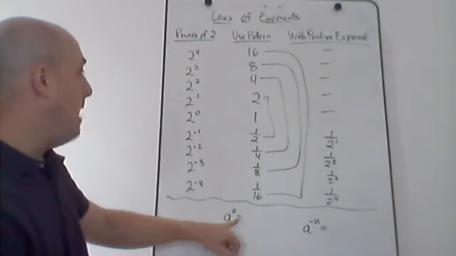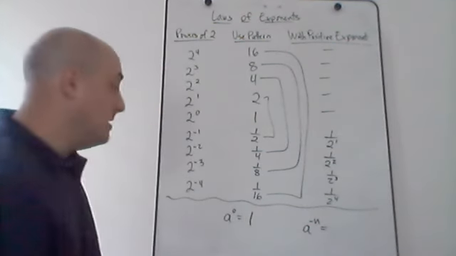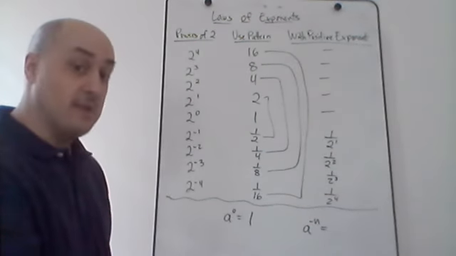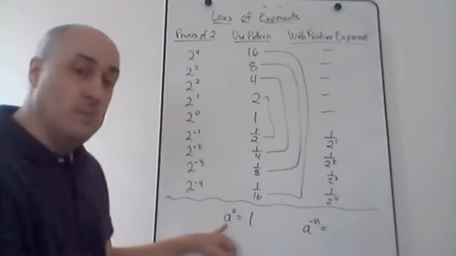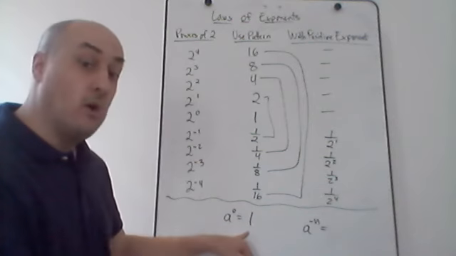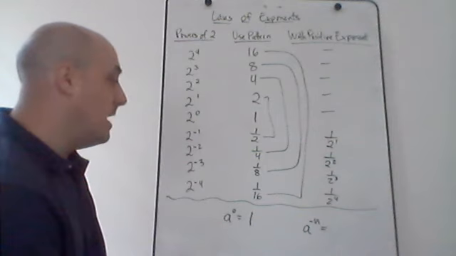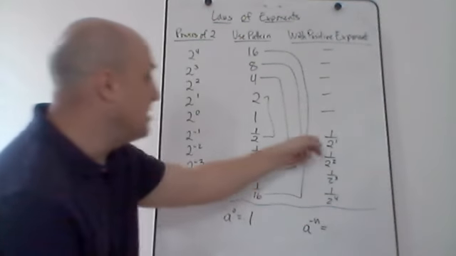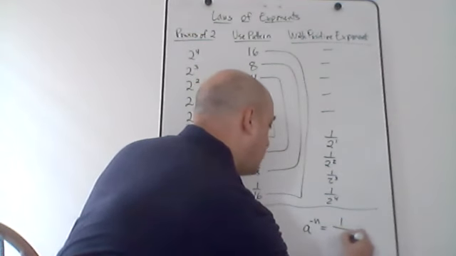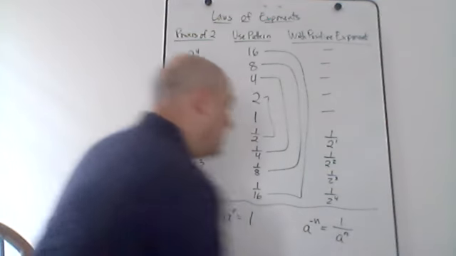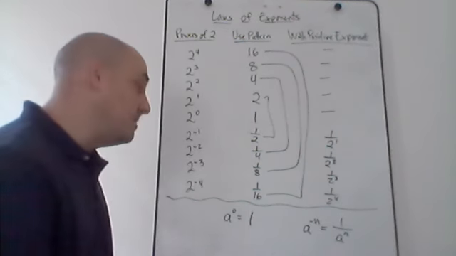Anything raised to the 0 power, like 2 to the 0 power here was equal to 1. Whatever that base is, it's going to equal 1 when I raise it to the 0 power. 2 to the 0 power, 5 to the 0 power, 1,032,000 to the 0 power, they all equal 1, right? And a to the negative n power: anytime I raise something to a negative exponent, as we see with these over here, I get the reciprocal of that same base raised to the positive exponent. So a to the negative nth power equals 1 over a to the positive nth power.